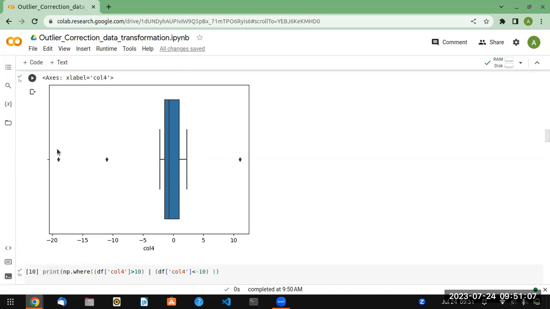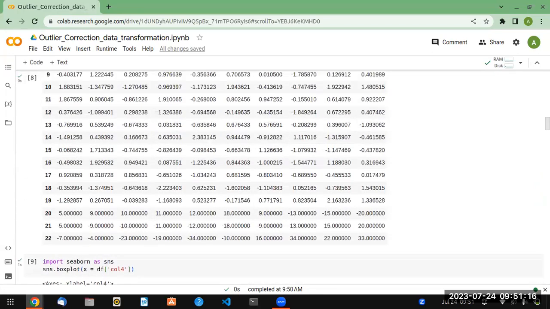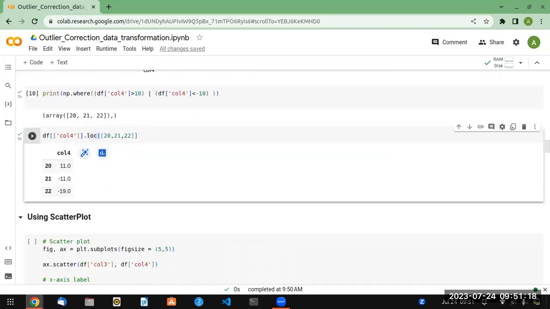You can do this with other columns too. Any query here? Easy, right? So this is all about the box plot. This is how you can use a box plot.